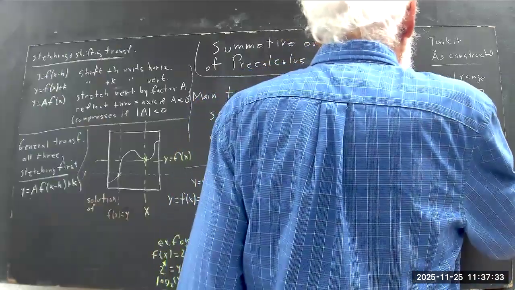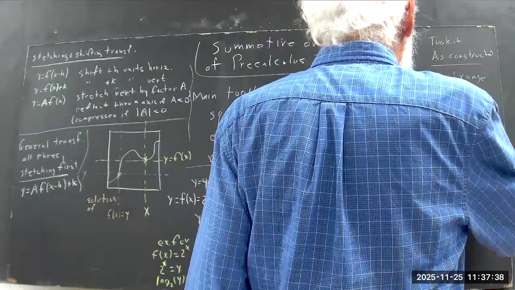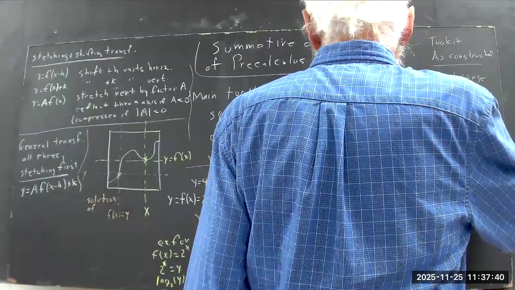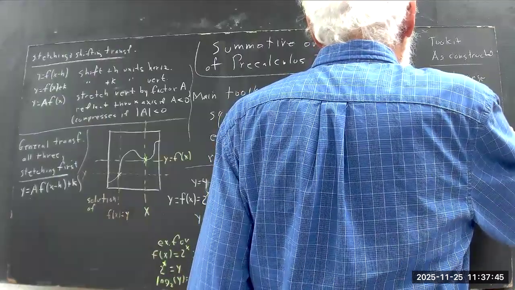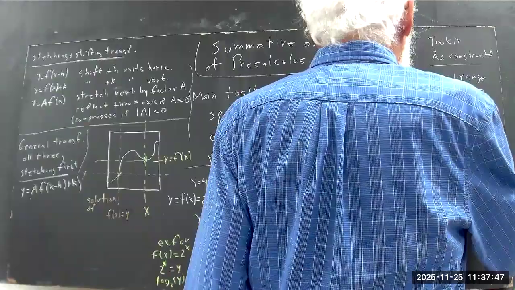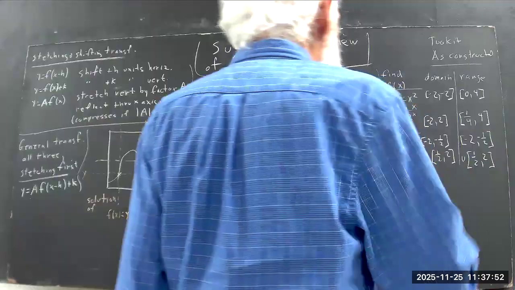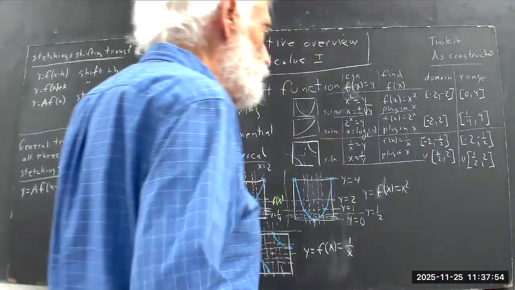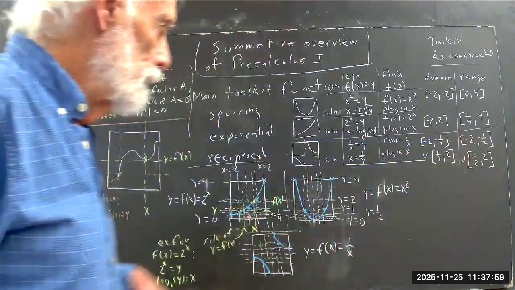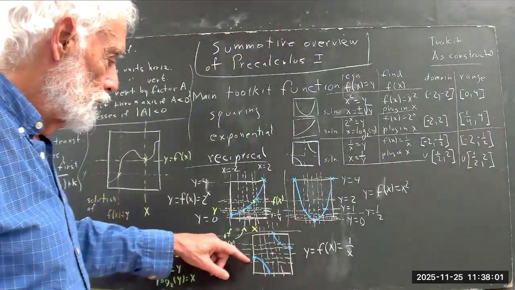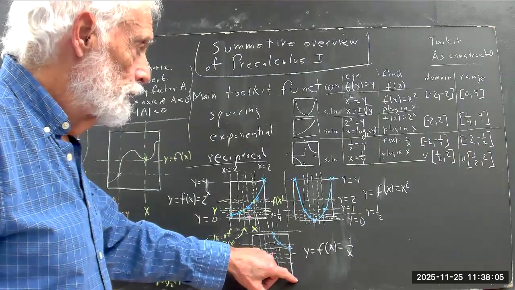Okay, so as graphed, in basic rectangles, the domain and range is the interval from -2 to -1/2. That's from here to here, and then from 1/2 to 2.